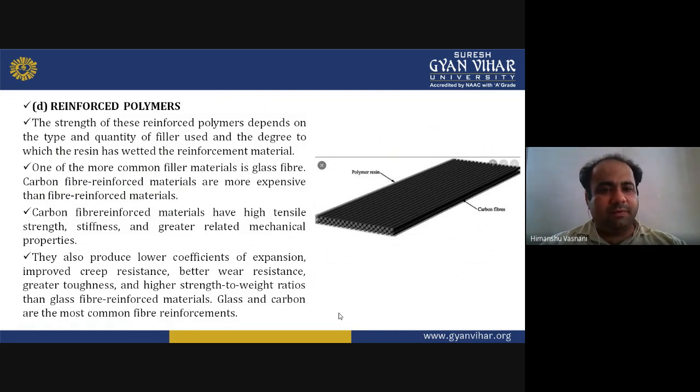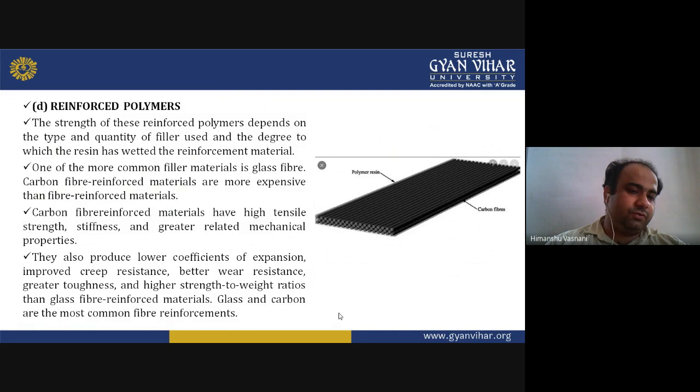Carbon fiber reinforced materials have high tensile strength, more stiffness, and greater relative mechanical properties. They also produce lower coefficients of expansion, improved creep resistance, better wear resistance, greater toughness, and a higher strength to weight ratio. And then glass fiber reinforced materials.